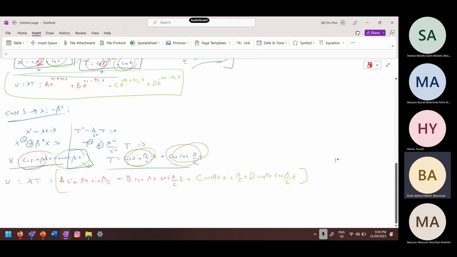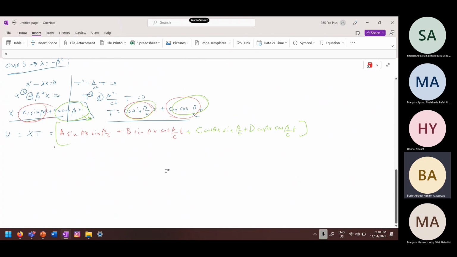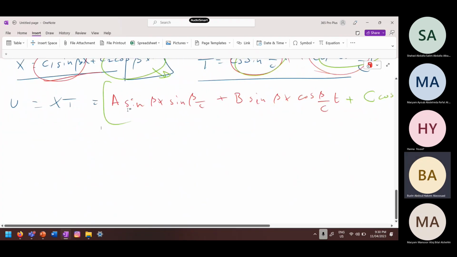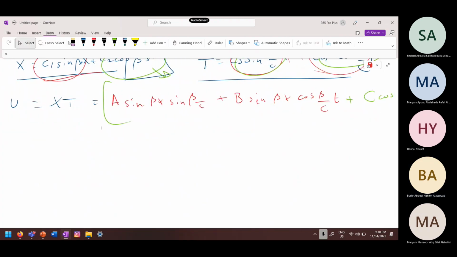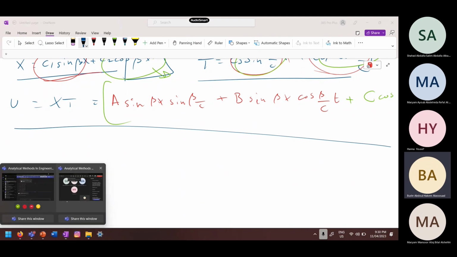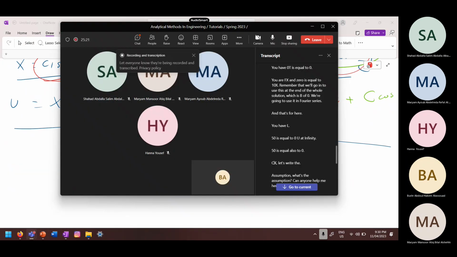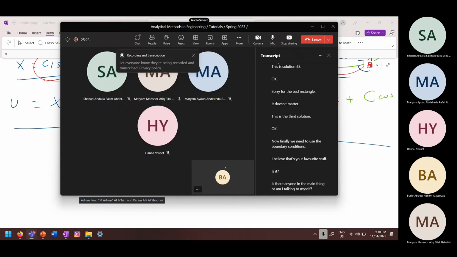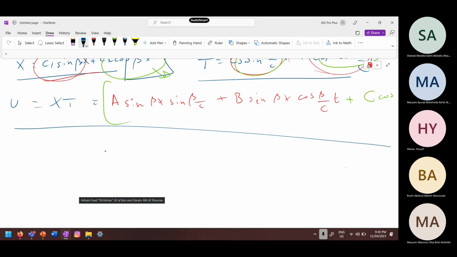Now, finally, we need to use the boundary conditions. I believe that's your favorite step. Is it? Is there anyone in the meeting, or am I talking to myself? I think that I'm talking to myself. At least you have the recording.